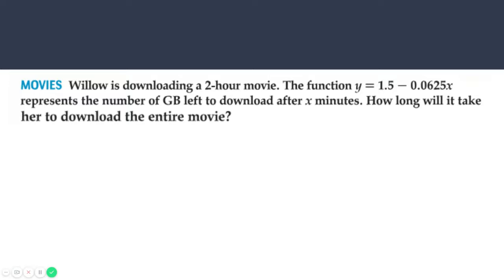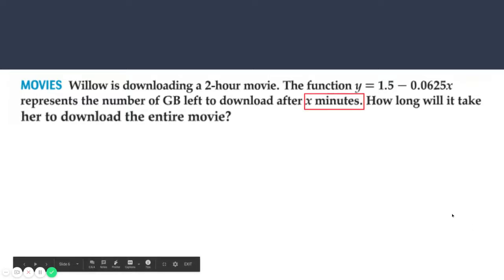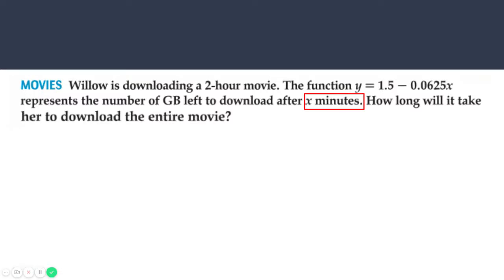Well, one thing that we want to look at is, here it says x minutes. We're trying to figure out how many minutes it's going to take to eat up all the gigabytes that are left over. So if we're going to solve for x, the other variable y is the one that we're going to replace with a 0. And then we're going to go in and solve for x so we know exactly how many minutes this is going to take.